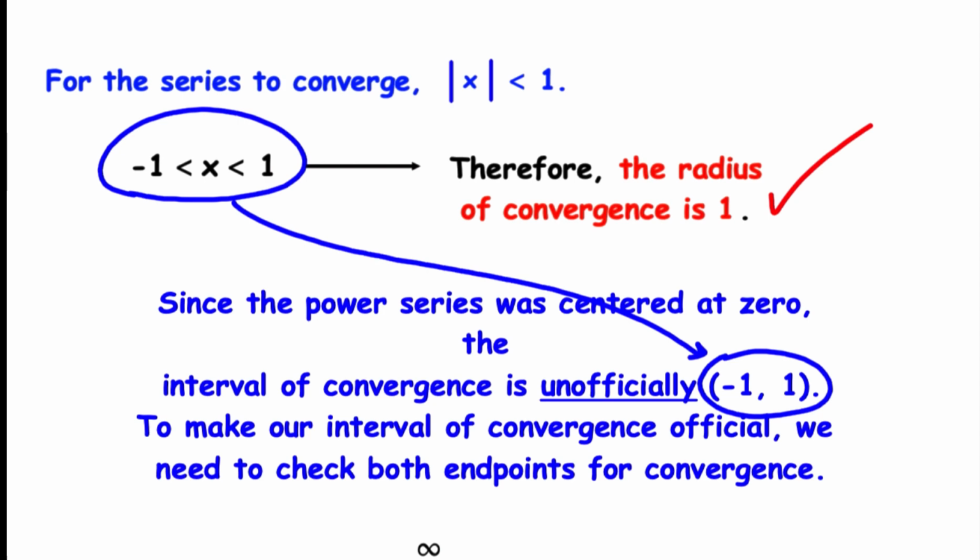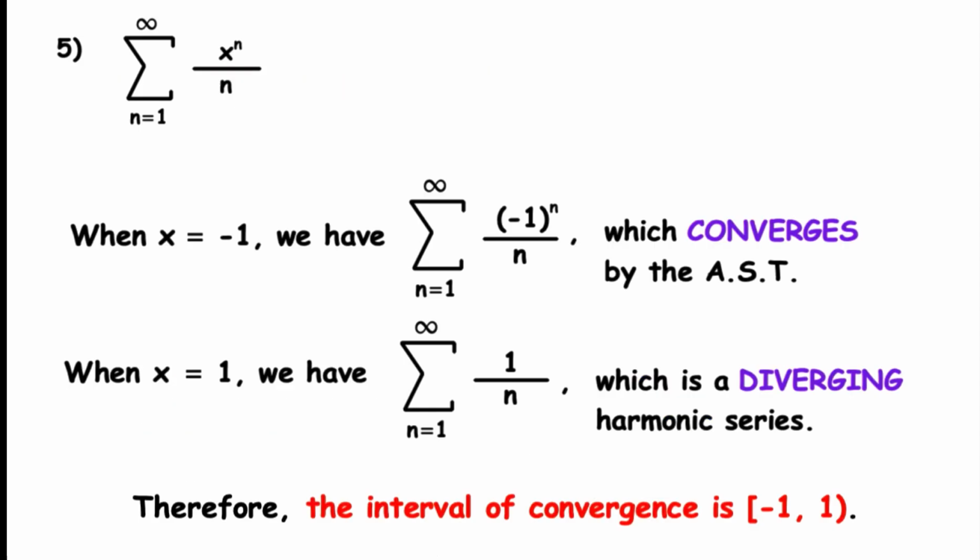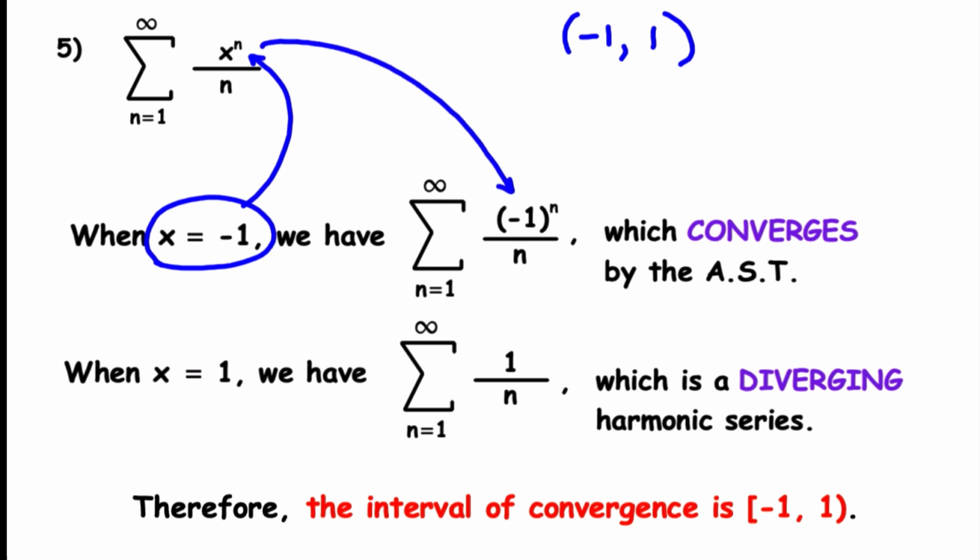To make it official, we need to check both endpoints for convergence. Sometimes the endpoints converge, sometimes they diverge. So we're going to try the negative 1 and the positive 1 in. We're going to do that right now. So again, this is the unofficial interval of convergence. We're going to try the endpoints. Let's try the negative 1 first. Negative 1, get in there. Let's bounce that back over to here. That's going to be negative 1 to the n over n. That's AST. That's going to converge. Since the negative 1 converges, turn it into a hard bracket instead.